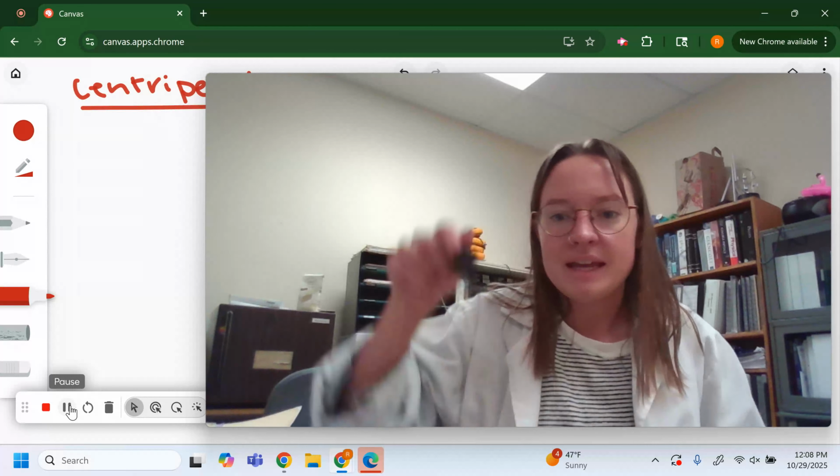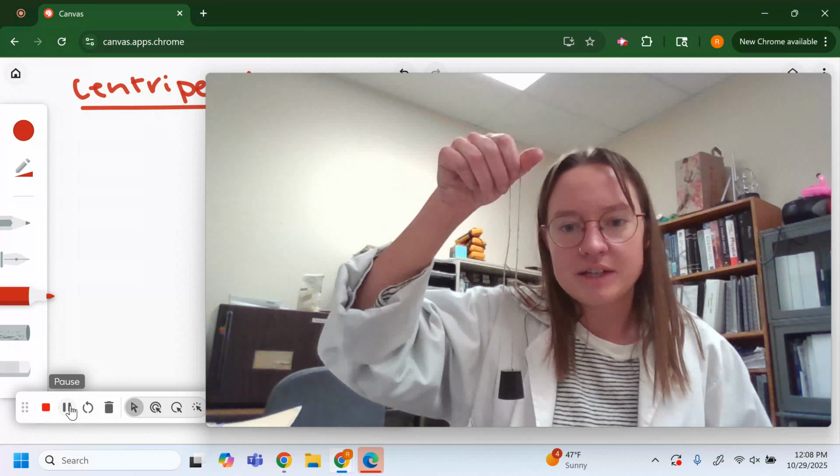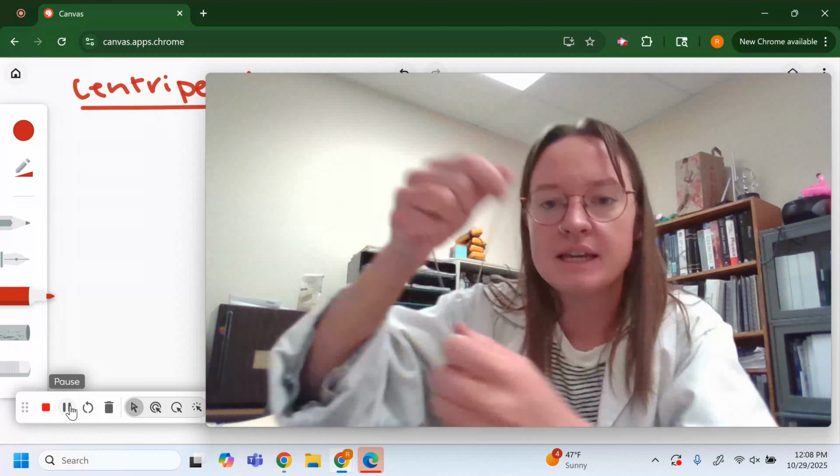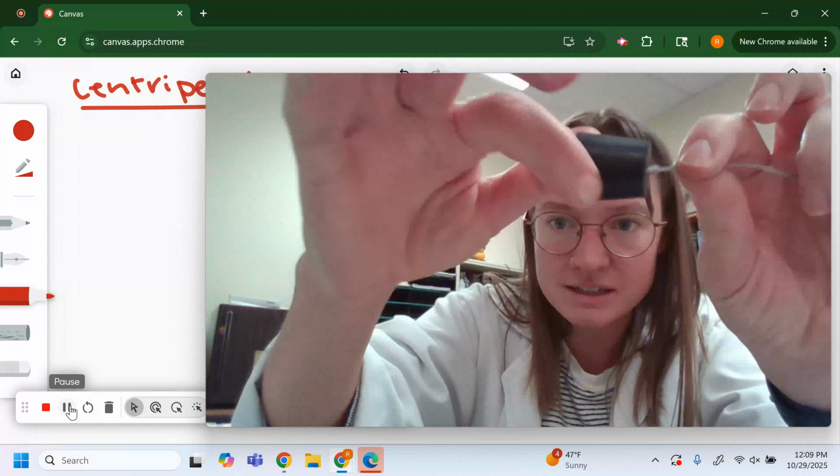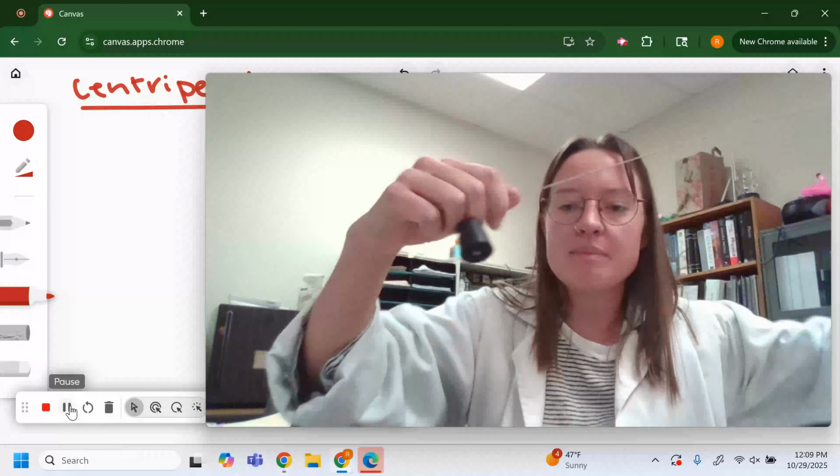Okay, here I have my rubber stopper on the end of a string. You can see here, sorry, I'll show it a little bit closer. There's my rubber stopper, and it's just tied. It has a little string here that is tied to my rubber stopper.